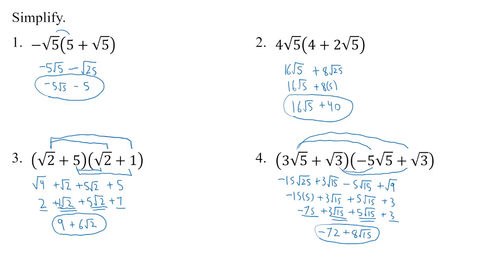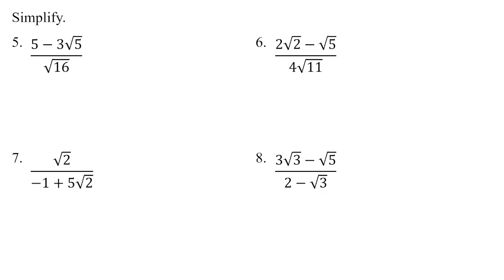Now let's talk about division. So let's say we're doing 5 minus 3 times the square root of 5 over the square root of 16. Well, we can take the square root of 16, which is 4.